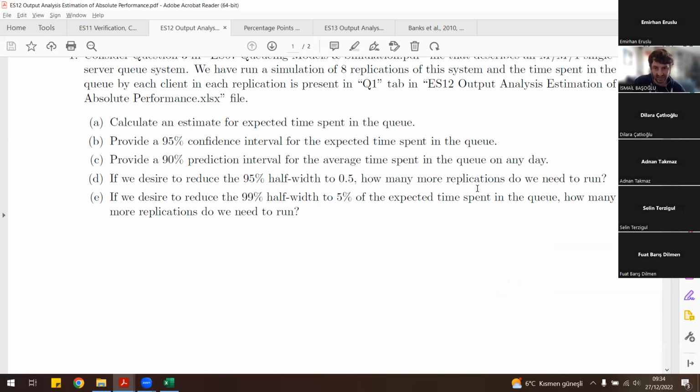But the question here is this: I do not want to increase my number of replications more than necessary. I'm expecting this: give me a solid number of replications that I need to perform additional to this pilot study so that I will get a half-width which is no larger than 0.5.